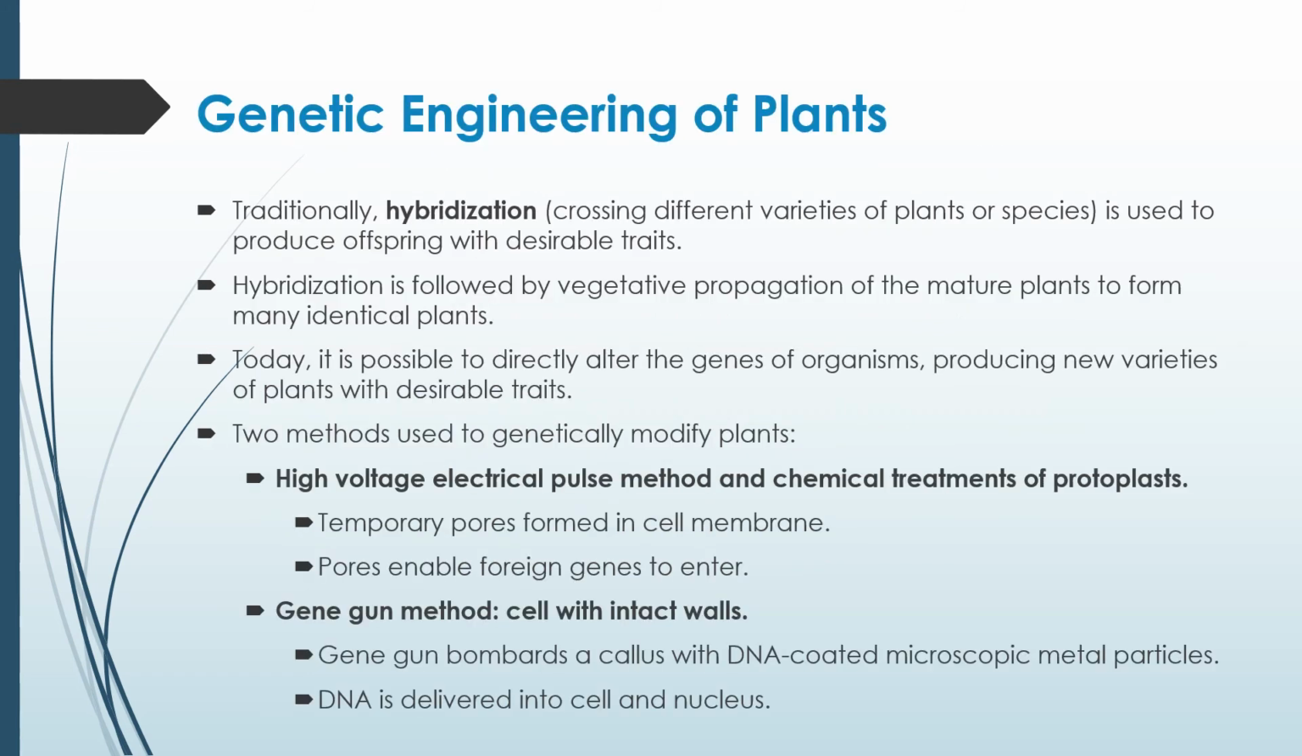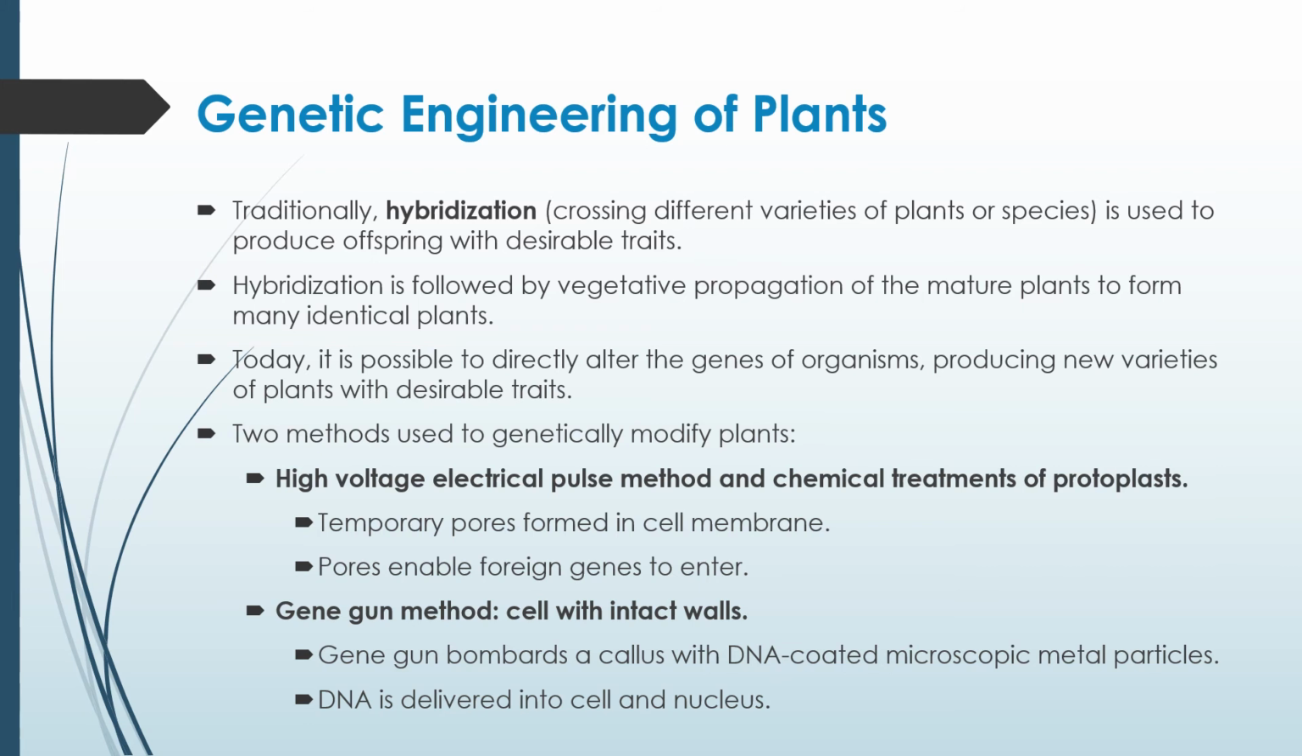So, with this one, we have what you call now the genetic engineering of plants. Traditionally, hybridization or the crossing over of different varieties of plants or species is used to produce offspring with desirable traits. So hybridization is followed by the vegetative propagation of the mature plants to form many identical plants.